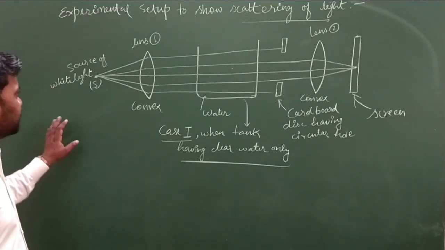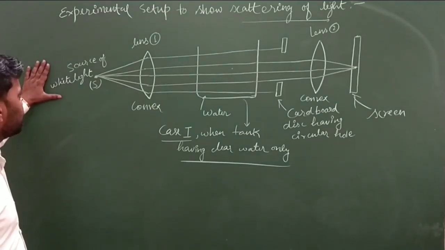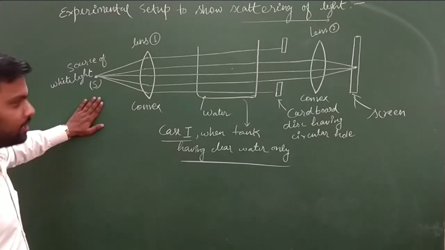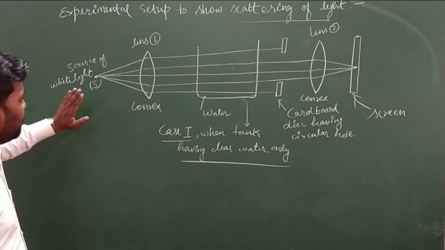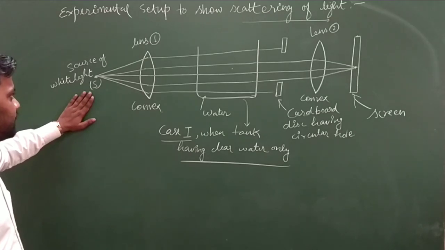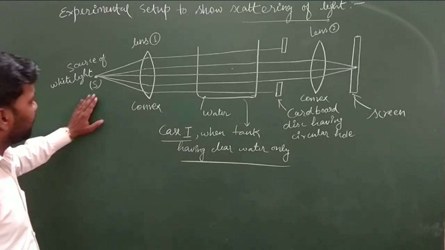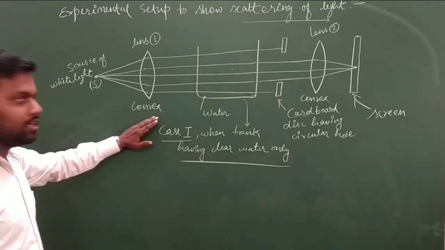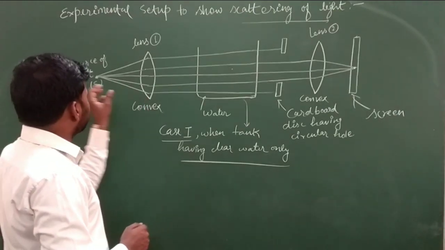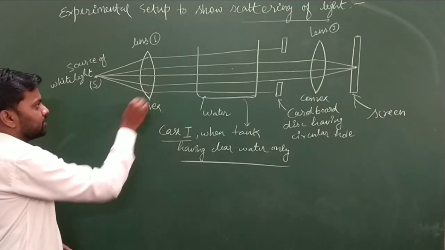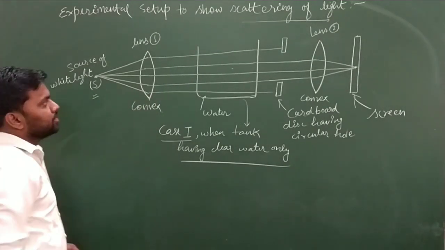What will happen in this case? Here we are taking a source of white light, that is S. It can be a torch, it can be a bulb. So when we switch on the white light, what will happen? It will focus itself on the convex lens. Suppose we are placing that source of light at the focus of this convex lens.